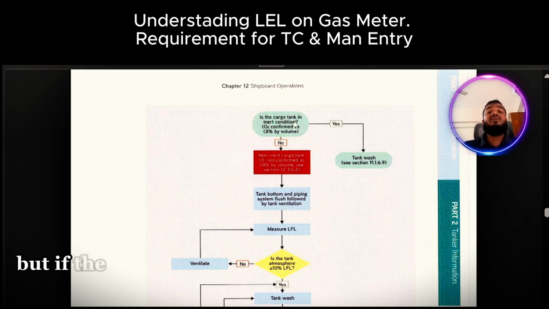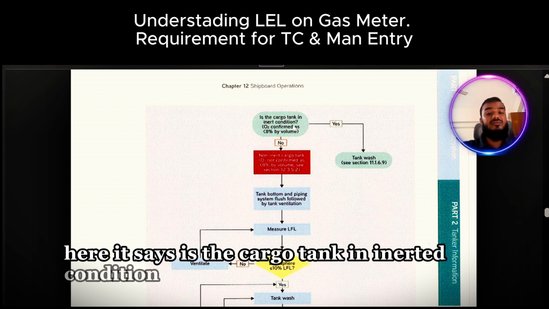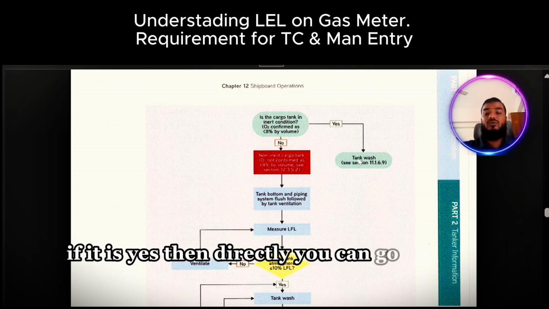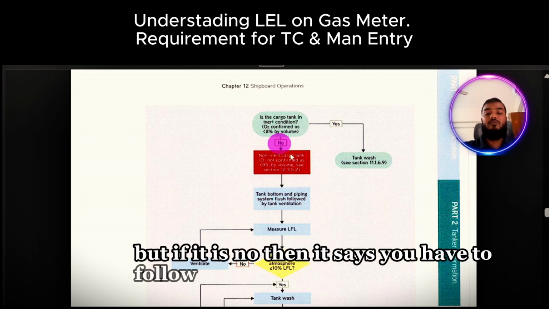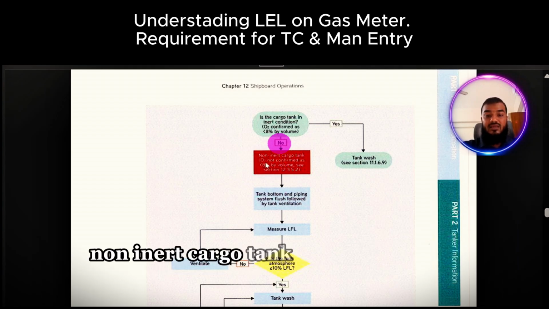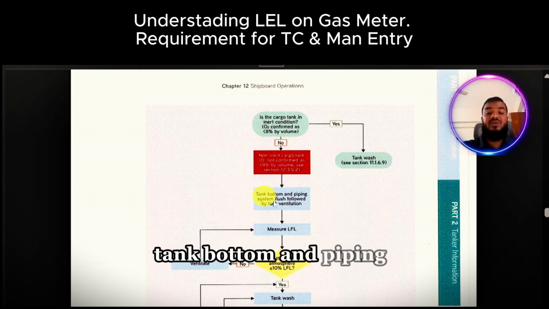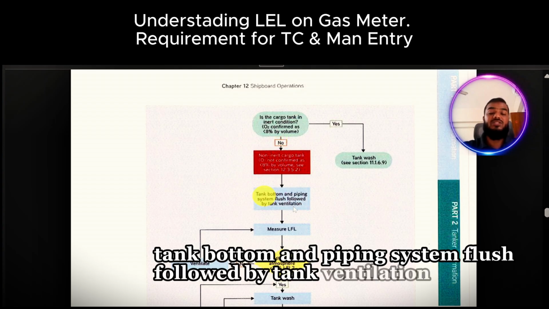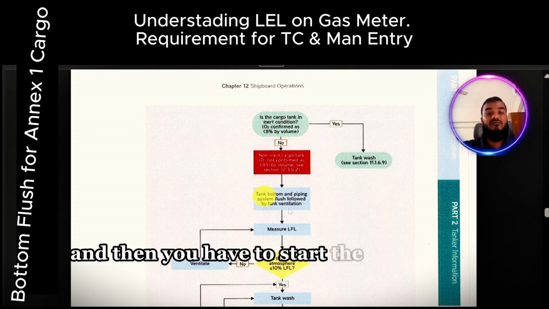But if the atmosphere is not inerted and we need to do the tank cleaning operation, we have to follow this flowchart. Here it says, is the cargo tank in inerted condition? If yes, then you can go directly for tank wash. But if no, then you have to follow the flowchart below. So we will see what it says. Non-inert cargo tank, O2 not contained below 8%. Tank bottom and piping system flush, followed by tank ventilation. So you have to do the flushing and then start the ventilation.